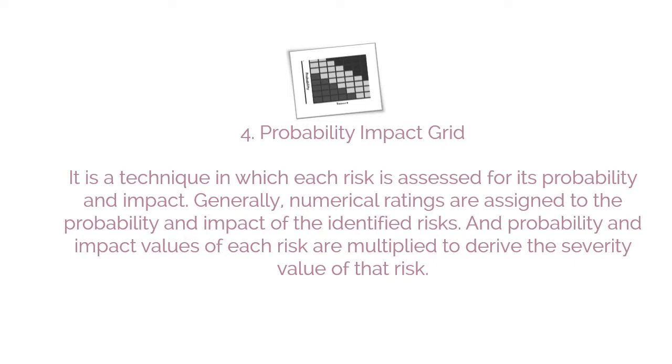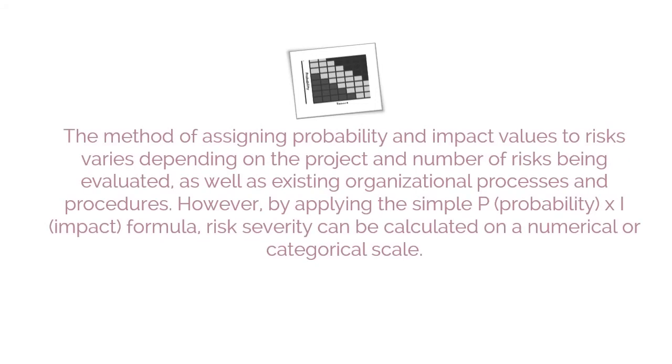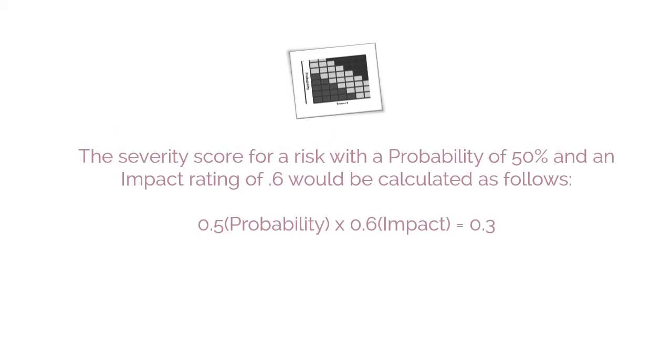4. Probability impact grid. It is a technique in which each risk is assessed for its probability and impact. Generally, numerical ratings are assigned to the probability and impact of the identified risks. And probability and impact values of each risk are multiplied to derive the severity value of that risk. Once all the identified risks have severity values, they are ranked hierarchically. The method of assigning probability and impact values to risks varies depending on the project and number of risks being evaluated, as well as existing organizational processes and procedures.